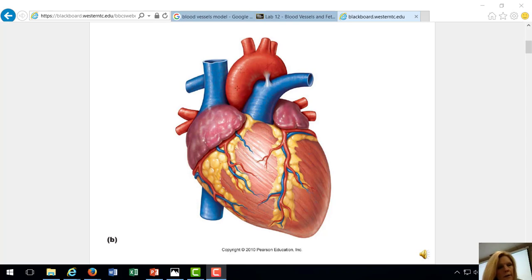And then the ascending aorta branches, and it has three branches at the top, and they go in different directions to serve the head, neck, and arm. The first branch is the brachiocephalic artery. So that's this first one, the brachiocephalic. Then the middle one is the common carotid, and that's going to go up the side of the neck. And then the last one is the subclavian.